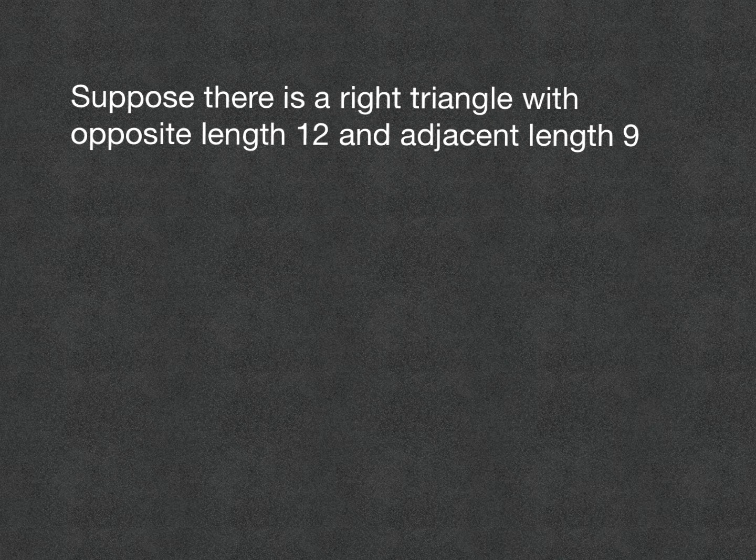Okay, last problem. Suppose there's a right triangle with opposite length 12 and adjacent length 9. Okay, well, what do we need to do? Well, they're going to tell you in the problem, find the angle theta. And always the first step, draw a triangle and then solve. So draw a right triangle and label what you have and what you need to find. Go ahead and try that on your own. Pause the video. I'll be right back.